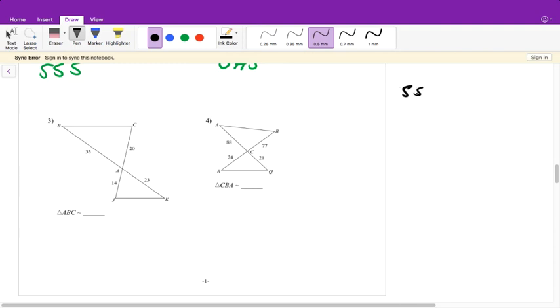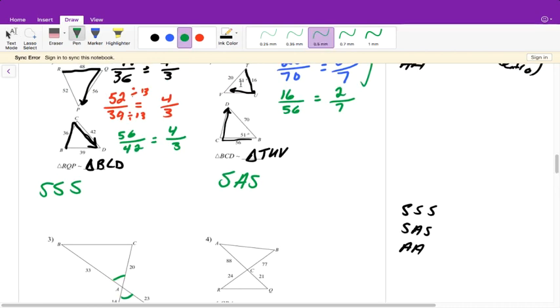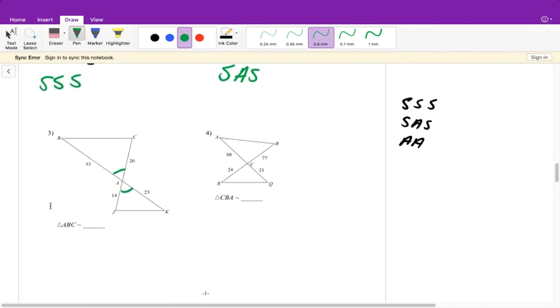So let me put this here still: side, side, side, side, angle, and angle, angle. All right, so for this one, there's something I can add immediately. I know that these two angles are vertical angles, so I know that they're congruent. In the last one, they gave us that they're congruent by the 51 and 51. Here we know that they're congruent because of the vertical angles.